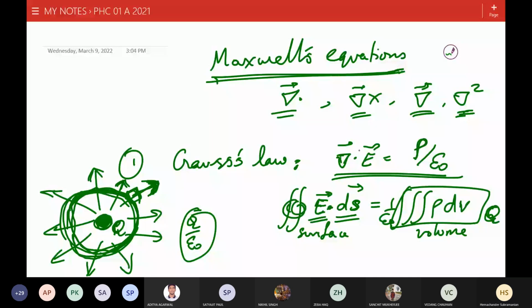Am I clear? Yes, sir. Okay, so the more the charge inside, the larger the electric field is. Am I right? Yeah, that is obvious, right? So if you just integrate, yeah.